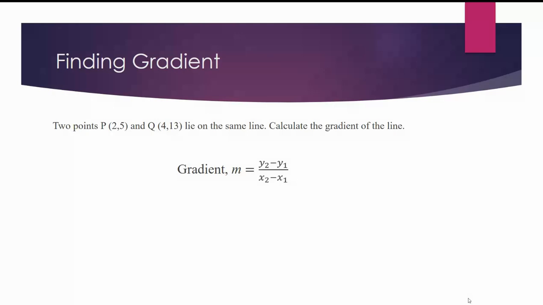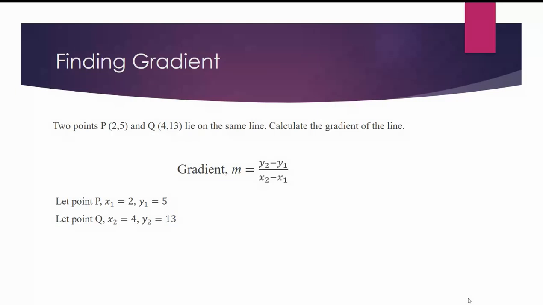Similarly, we go to q. When the x coordinate of q is x2, then the y coordinate will be y2. So you cannot change that. For example, you cannot put 2 as your x1 and 5 as your y2. If 2 is x1, then 5 must be y1. So here I put x1 equal to 2 and y1 equal to 5, and x2 equal to 4, y2 equal to 13.